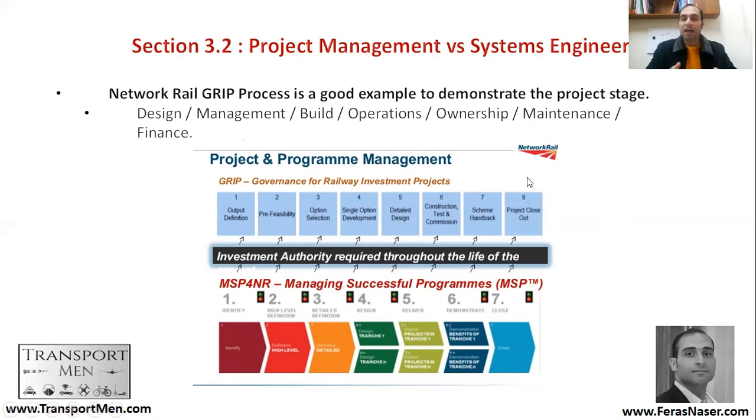So this is how these different stages of the projects happen, and you can capture those in what's called the GRIP process, just to define at what stage your project is, and at every stage you can apply the project management principles and the systems engineering principles of this process, making sure it can take you to the next one. So just another illustration, you would be thinking in stage 1, identify, 2, high-level definition, 3, detailed definition, 4, design, 5, delivery, 6, demonstration, and 7, close.